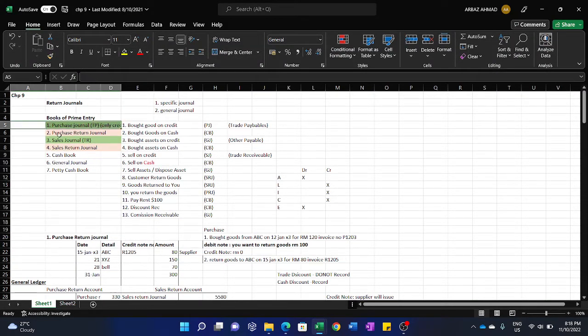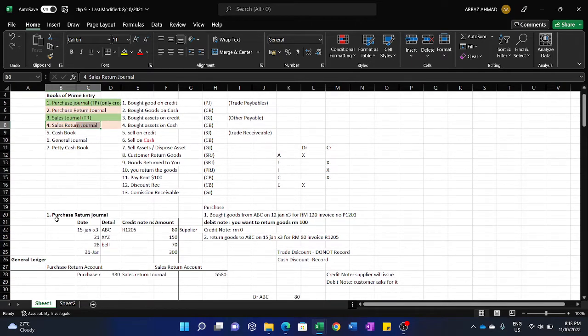So in the previous chapter we looked at the purchase and sales journal. Now we are going to look at the purchase return journal and the sales return journal. There is literally no difference in terms of formatting, but there is a difference in what you record in the purchase and sales return journal, and what you record in the purchase and sales journal.